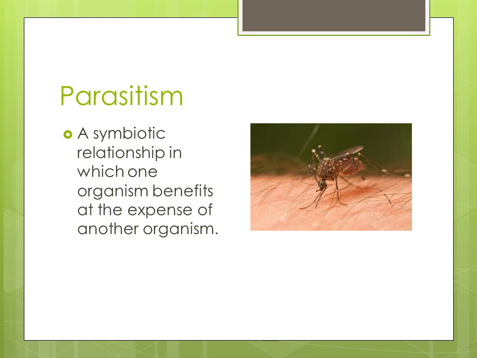The next type of relationship we're going to look at is parasitism. And parasitism is a symbiotic relationship in which one organism benefits at the expense of another organism. So for instance, a mosquito will bite a human, take blood from it, and that can cause harm to whomever or whatever is bitten by the mosquito. So it is a parasite. There are gut parasites that exist in humans. There's all sorts of parasites that exist.